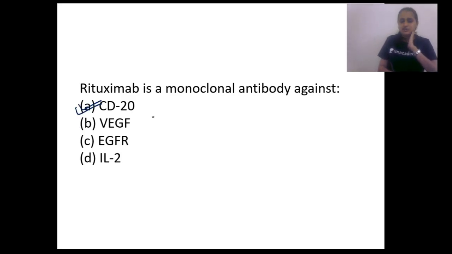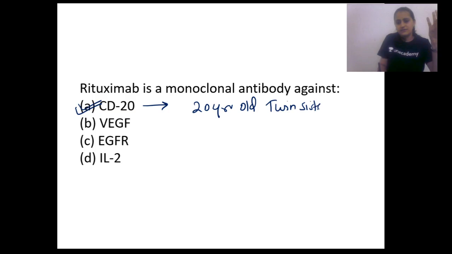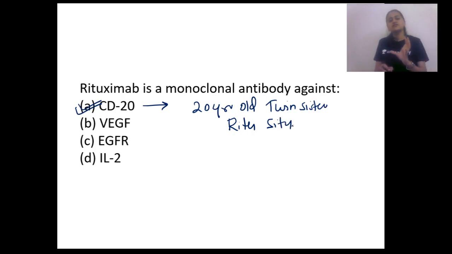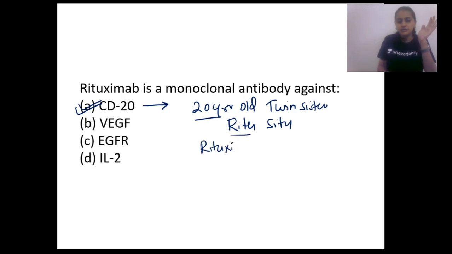It is CD20. So CD20, the monoclonal antibodies which you should remember. Remember 20-year-old twin sisters, like Sita and Gita, similarly you have Ritu and Situ. Ritu and Situ are two twin sisters who are 20 years old. So these are against your CD20. What do I mean by Ritu? So you have rituximab and you also have ibritumomab.